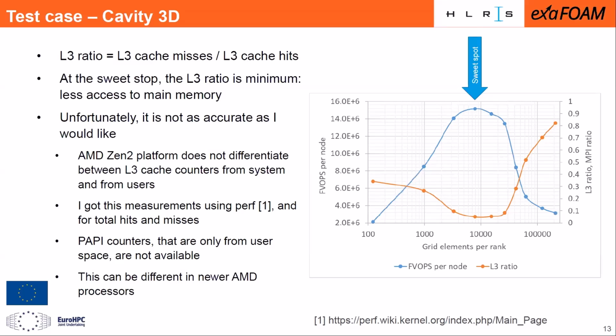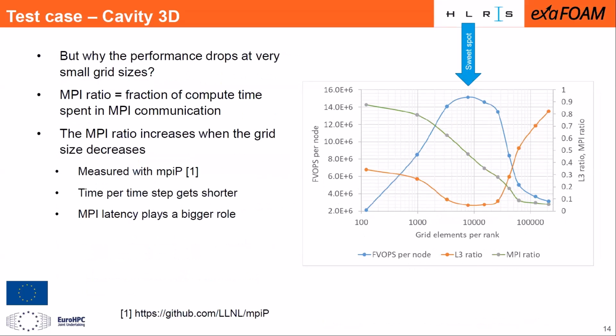But okay, we see now why we have the highest performance at the sweet spot. But again, why does the performance drop when I continue decreasing the grid size? Then I measured the MPI ratio, the fraction of the complete time spent in MPI communication. That's the green line. And we see that the MPI ratio increases when the grid size decreases. It was measured with mpiP.